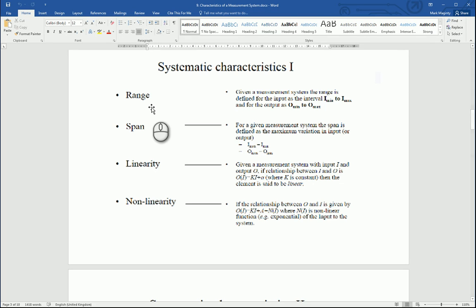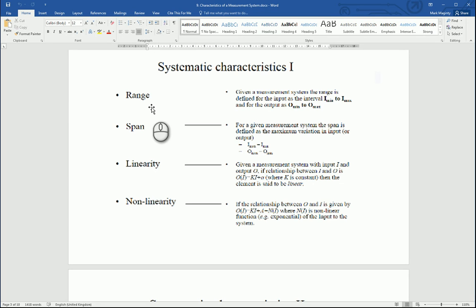So for instance, it might be able to measure between 0 and 100 degrees Celsius. It might be a voltage it's measuring in, it could be a resistance, it could be multiple things, and it's given from something to something else, either input or output wise.